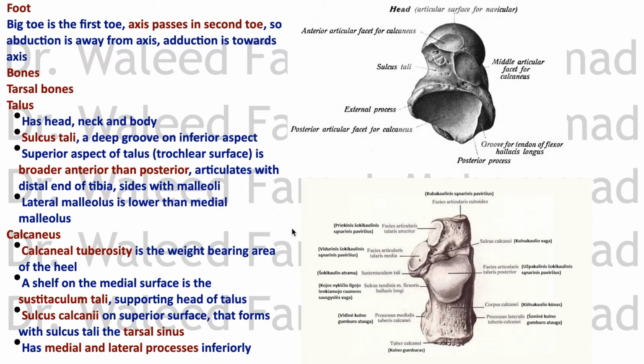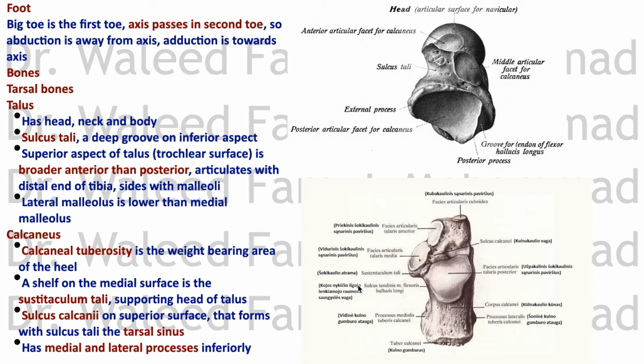The calcaneus, the one you see here, this is the superior surface of the calcaneus. It has a calcaneal tuberosity, which is the weight-bearing area, the one we are standing on, and a shelf on the medial side called the sustentaculum tali. There is a multiple choice question about this, because of the word tali, some doctors think that it's part of the talus. No, it's part of the calcaneus, the shelf that sustains the talus. Okay.